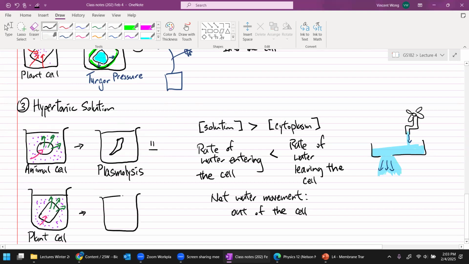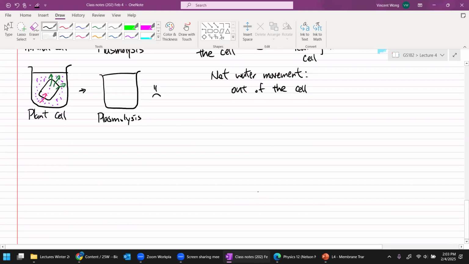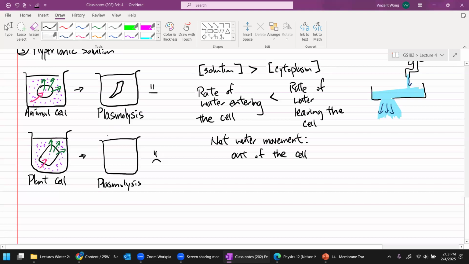For the plant cell, it is not good. It's also called plasmolysis. But they are very shriveled up. The cell wall will still be there, but the cell membrane is going to detach and pull apart from the cell wall, and it's shriveled up on the inside.